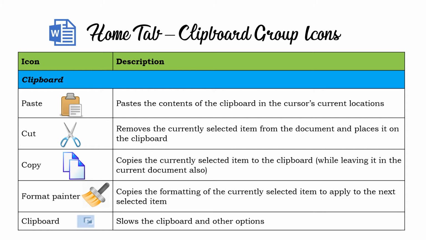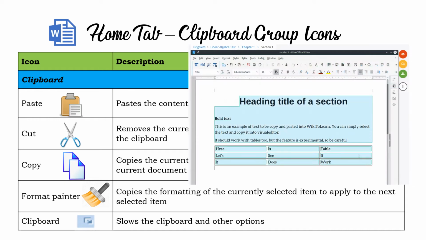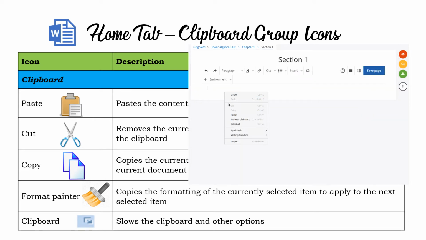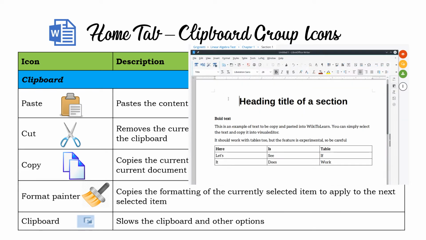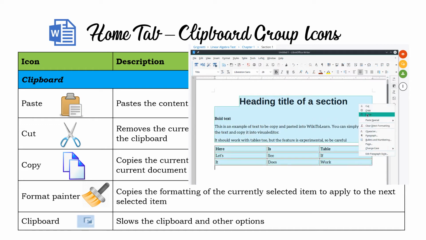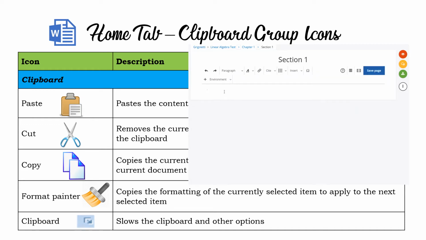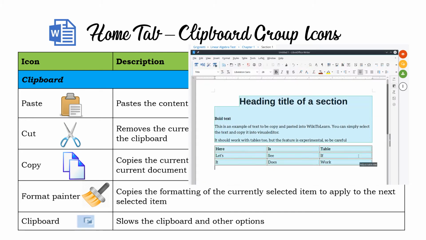Format Painter allows you to copy whatever formatting you have currently selected and apply it to another item. And lastly, the Clipboard dialog box launcher shows you whatever is on your clipboard. The image I have here shows how we're able to copy and paste. Notice I don't have to use the icons on the clipboard group. I can simply right click with my mouse and then select copy, go to where I want to paste that information and select paste.